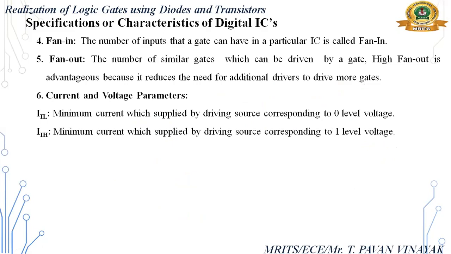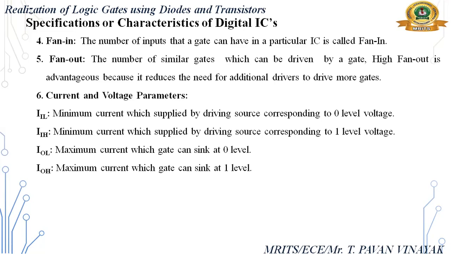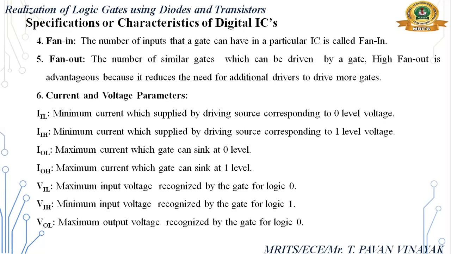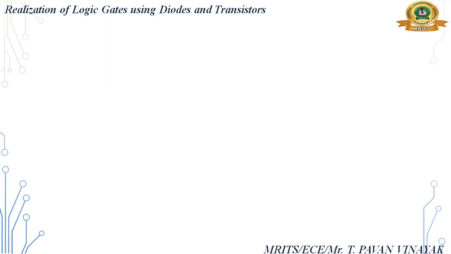What is IIH? IIH is the minimum current supplied to logic 1. IOL is the maximum current the gate can sink at the 0 level. IOH is the maximum current the gate can source at voltage level 1. Similarly, VIL, VIH, VOL, VOH.